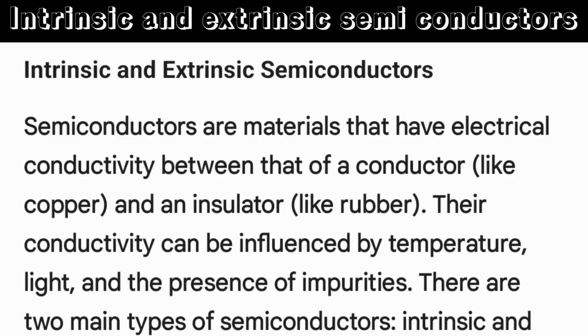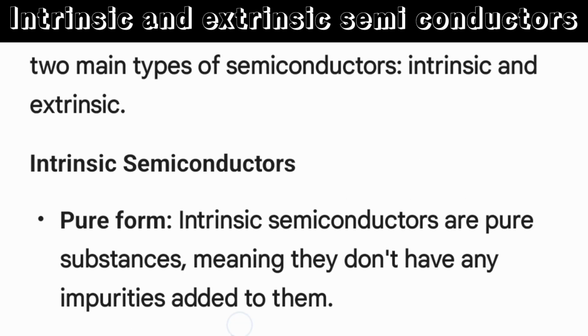Intrinsic and extrinsic semiconductors. Semiconductors are materials that have electrical conductivity between that of a conductor, like copper, and an insulator, like rubber. Their conductivity can be influenced by temperature, light, and the presence of impurities. There are two main types of semiconductors: intrinsic and extrinsic.